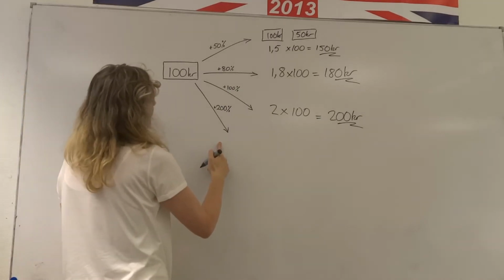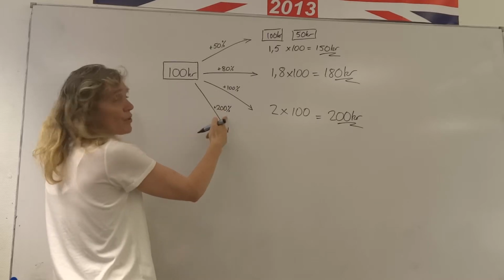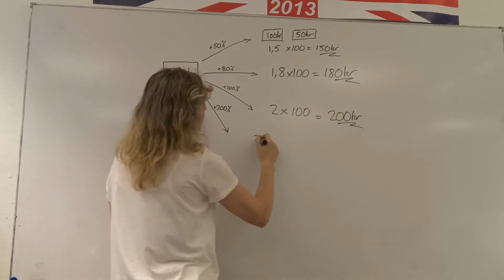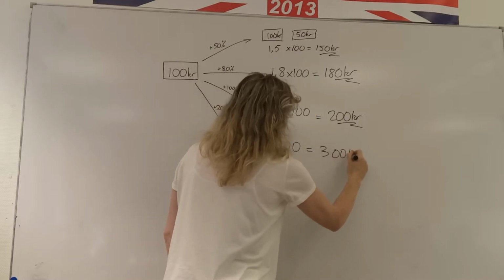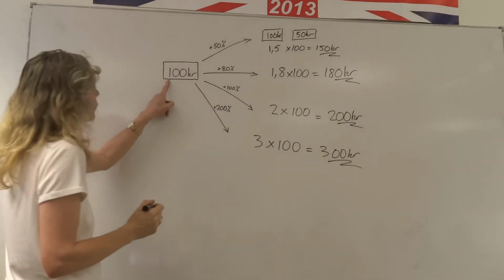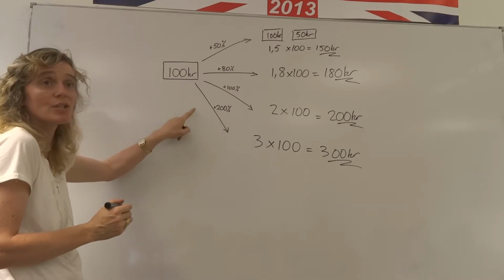Increased by 200%. Well, I've got my 1 and I've increased by another 2. So I'd have 3 times 100, giving me 300 kronas. If I increased 100 kronas by 200%, I'd have an extra 200.